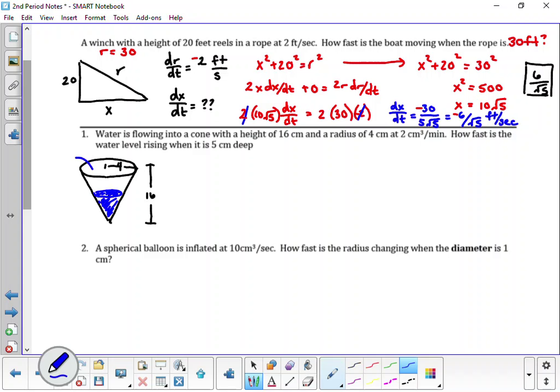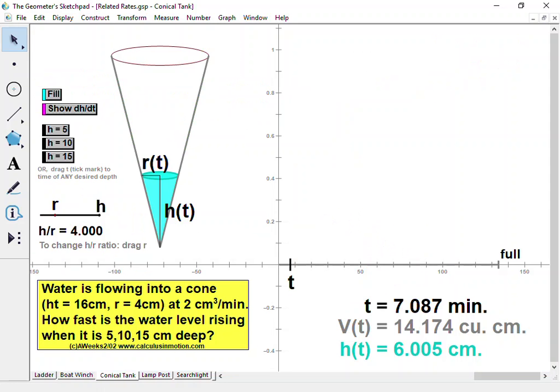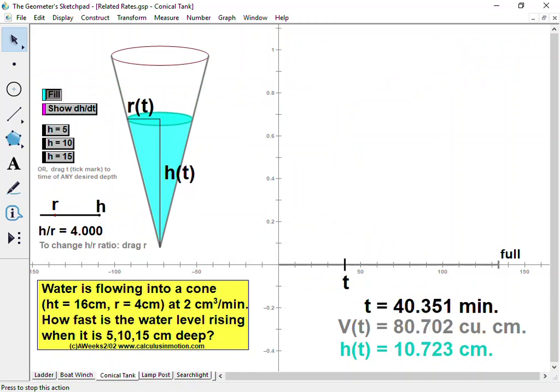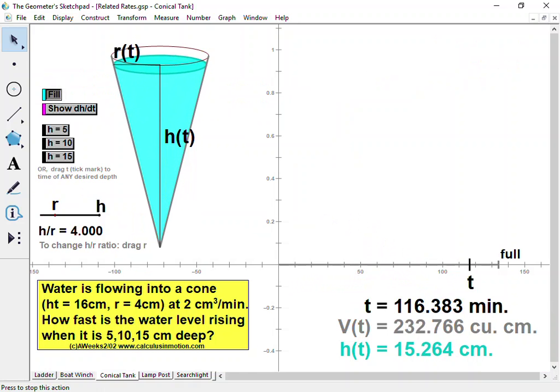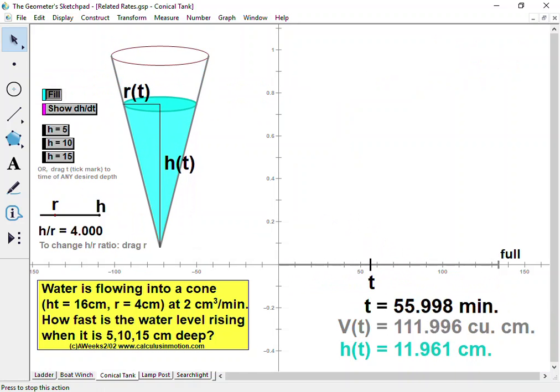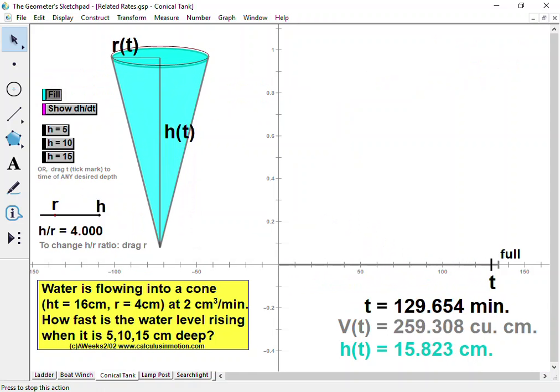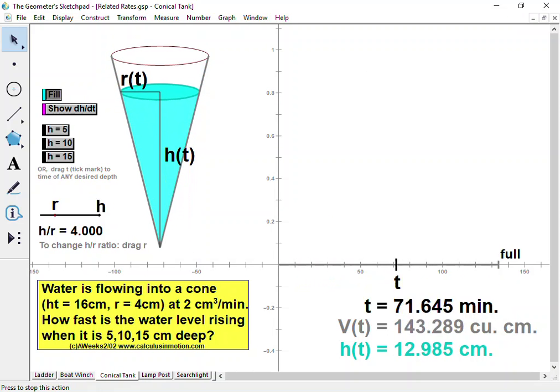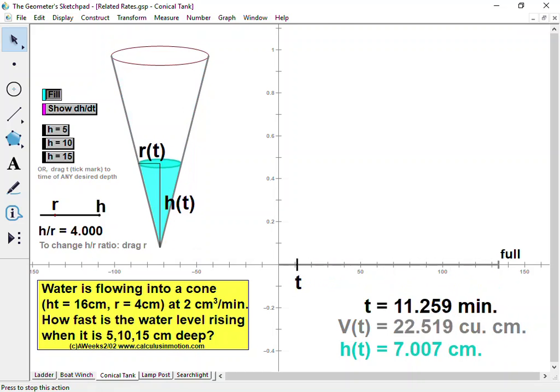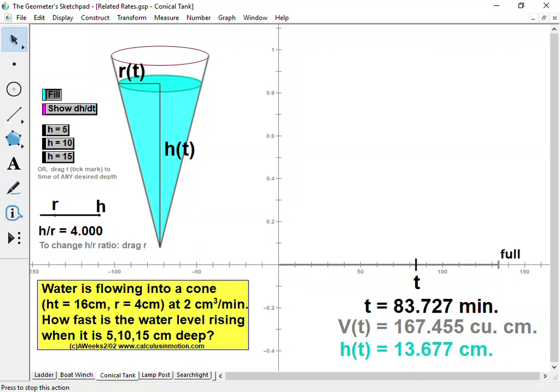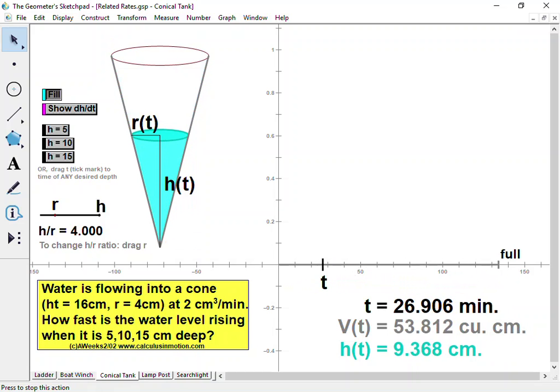And it's being poured into the cone. The water is being poured into the cone, and the cone's original height is 16 and the radius is 4. Okay?